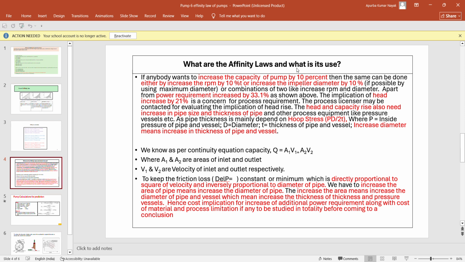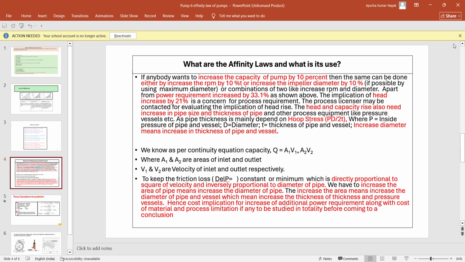So for a 10% increase in your capacity, at the same time pressure will increase by 21%. That means if you know the hoop stress formula, PD by 2T, diameter increases, so PD by 2T. T is the thickness of the pipe, P also increases, D also increases, so the thickness of the pipe will increase.